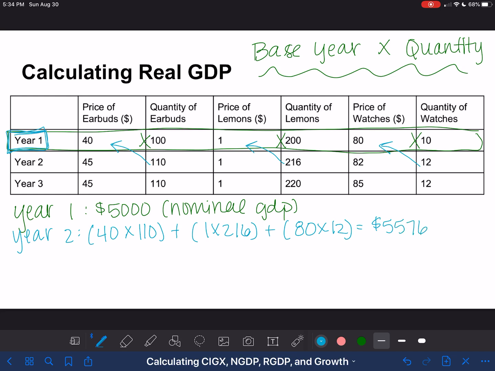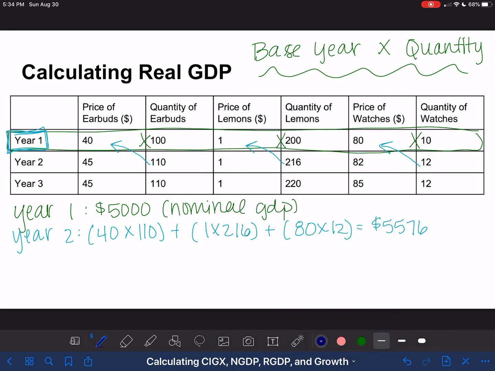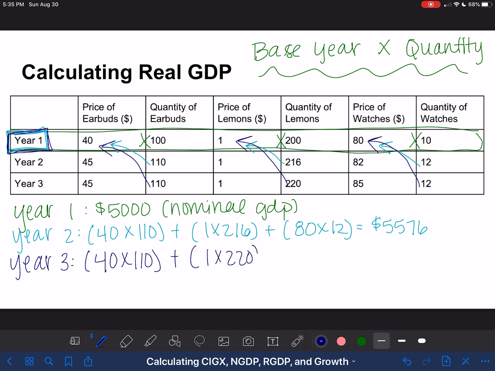Go ahead and pause and figure out the real GDP for year 3. All right, let's check your answers for year 3. Remember, base year is year 1, so it's the base year price times the current year quantity. It's 40 times 110 plus 1 times 220 plus 80 times 12, and that will equal 5580.